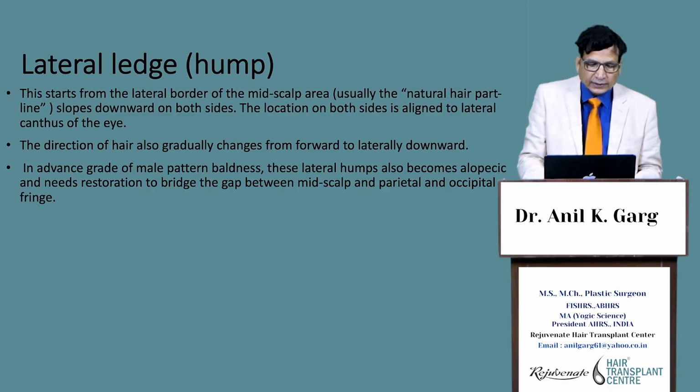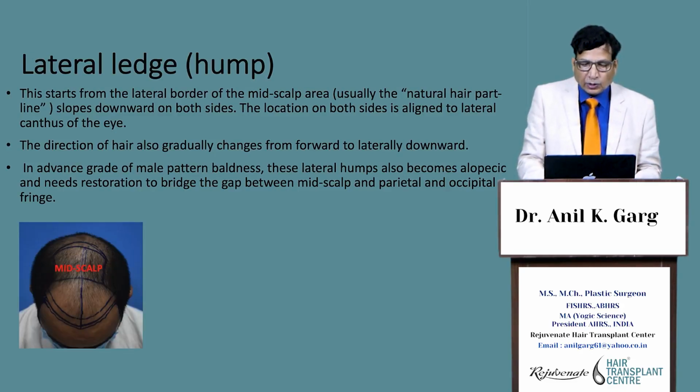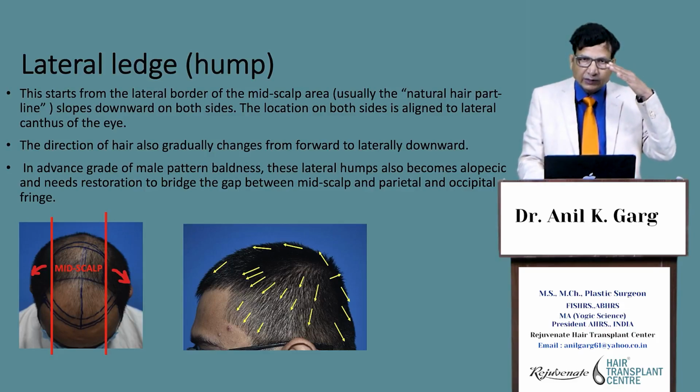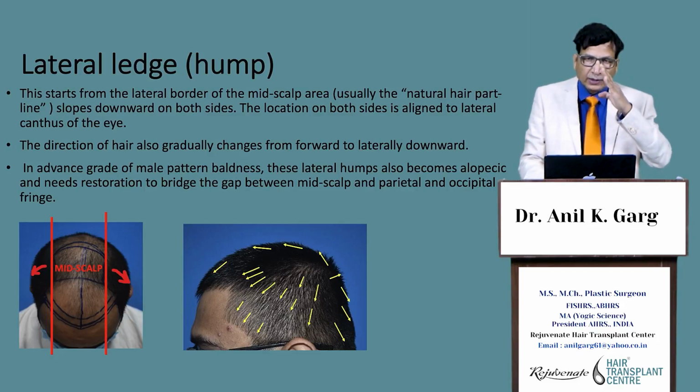Then the lateral edges. It starts from the lateral border of the mid scalp, usually the natural hair part line, which usually slopes downward on both sides. The location on both sides is aligned to the lateral canthus of the eyes. The direction of hair also gradually changes from forward, then laterally, and then downward. So basically initially it is forward and downward, then it faces downward.